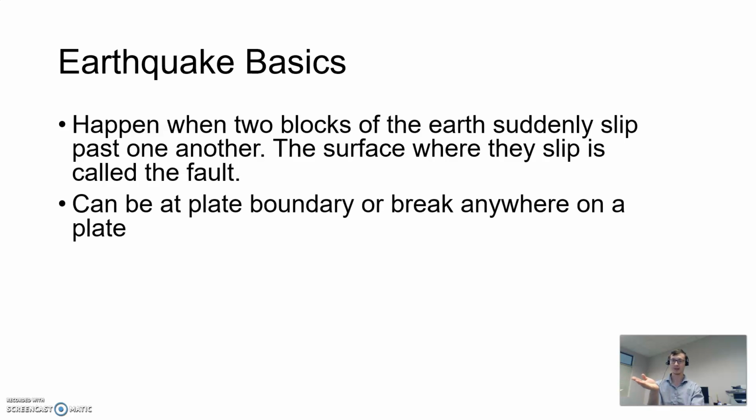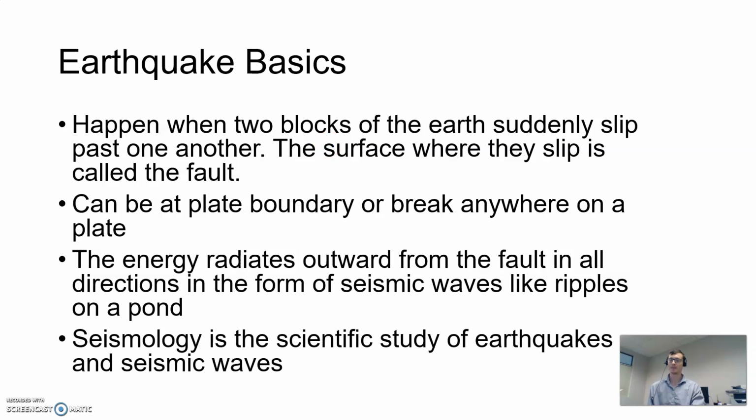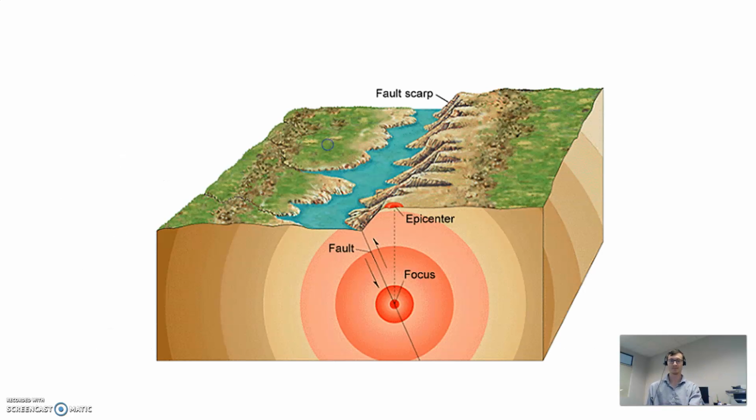These are usually located at plate boundaries, but there are no rules for this. Earthquakes can happen anywhere. They can happen in the middle of a plate. They can happen at the plate boundary. They can happen pretty much anywhere on the Earth or in the Earth. The energy radiates outward from them in all directions, sending waves three-dimensionally, radially outward, like ripples in a pond. We call the study of earthquakes and of the waves which the earthquakes produce seismology.